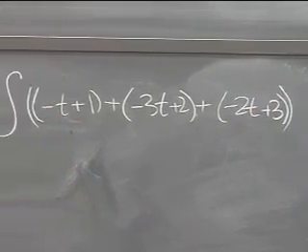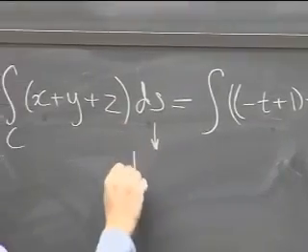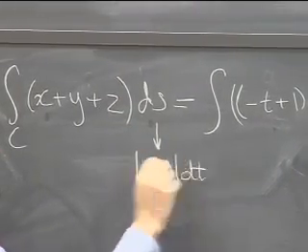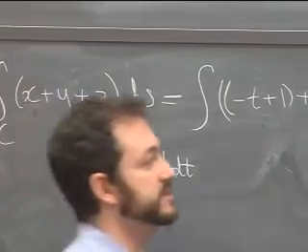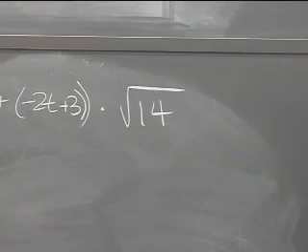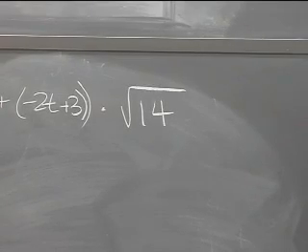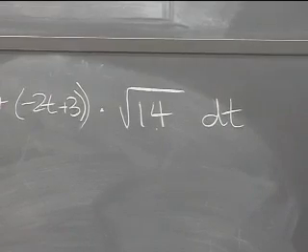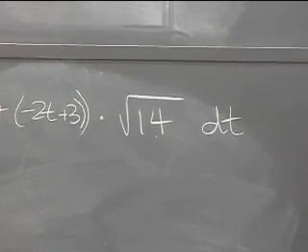Okay, so that's the integrand. The ds, remember, we're going to change this to absolute value of v of t, as in the speed, dt. And we've already computed that this is root 14, independent of t. Constant speed parameterization. But in principle, this could have been a function of t. And that is going from 0 to 1.